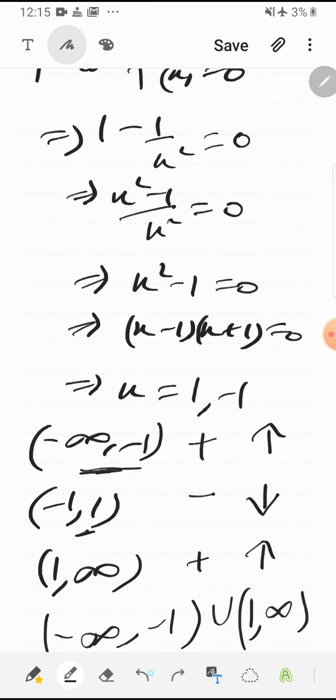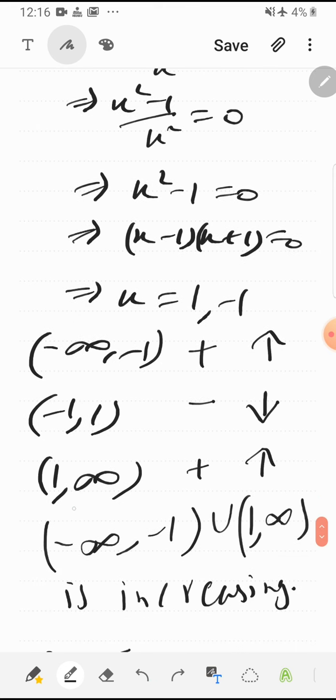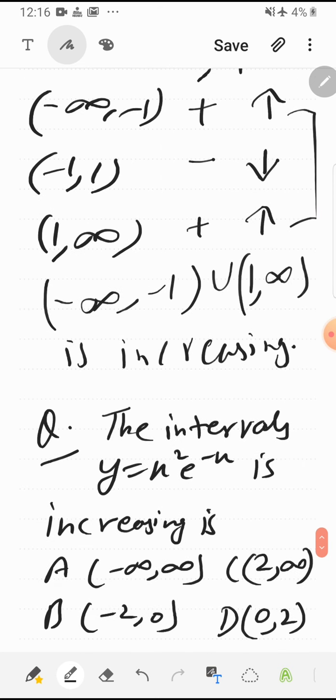Next I am putting 0 from this interval, so x is equal to 0 will make it negative and positive here, so overall negative, so function is decreasing. Then I am picking say 2 from this interval, so it becomes positive, positive, that means overall positive, and function is increasing. So then we can say first and third interval, there function is increasing, and this is I, so it is increasing in I.